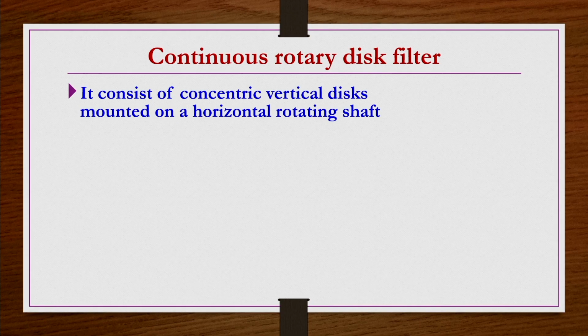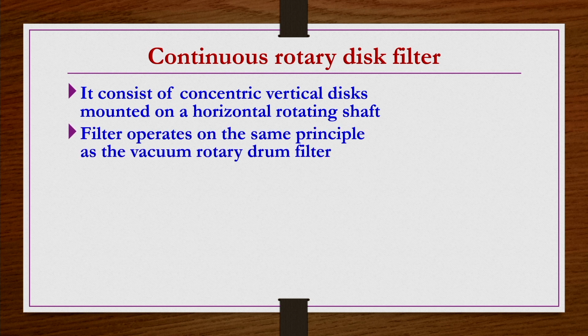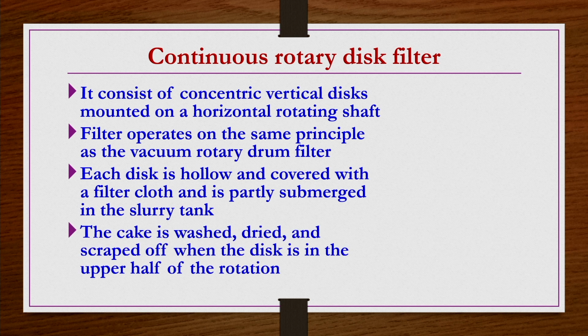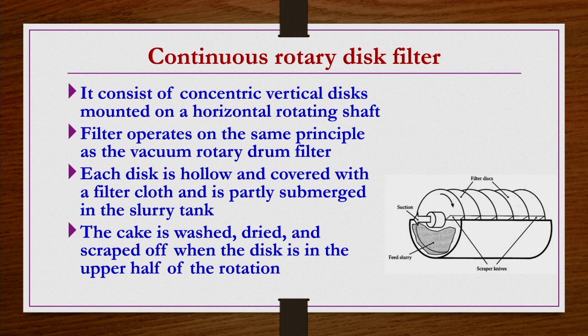So, the other one is the continuous rotary disc filter. It consists of concentric vertical discs mounted on a horizontal rotating shaft. The filter operates on the same principle as the vacuum rotary drum filter. Each disc is hollow, covered with a filter cloth, and partially submerged in the slurry tank. The cake is washed, dried and scraped off when the disc is in the upper half of the rotation. So, exactly the same working principle as the rotary drum filter, but here we have hollow discs rather than a drum with different compartments as in the previous case.